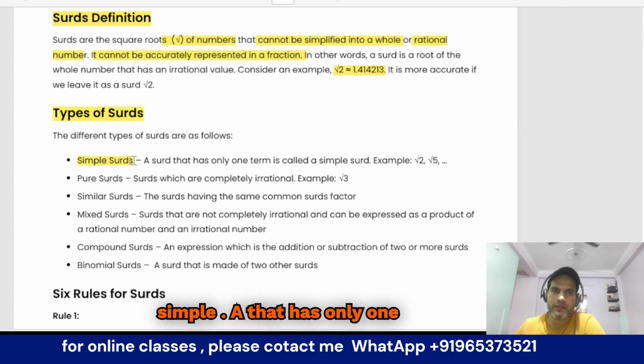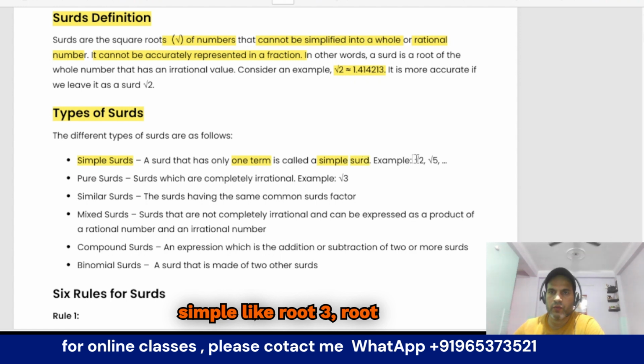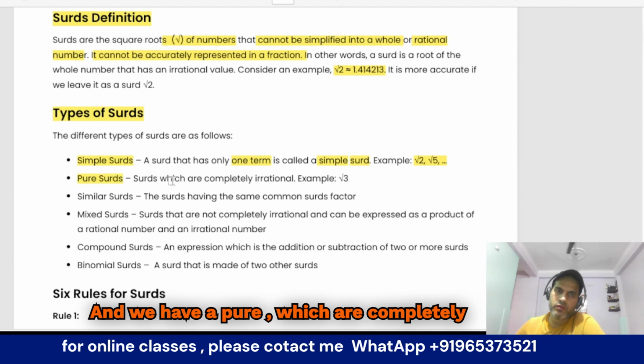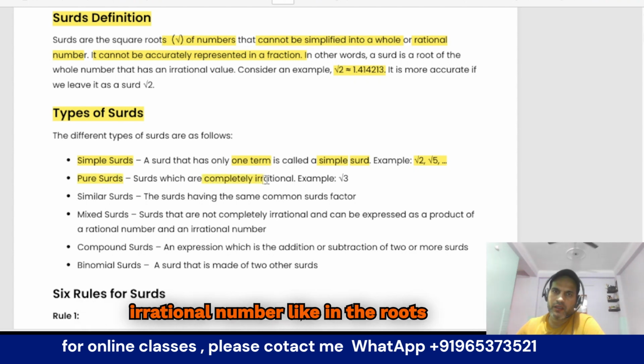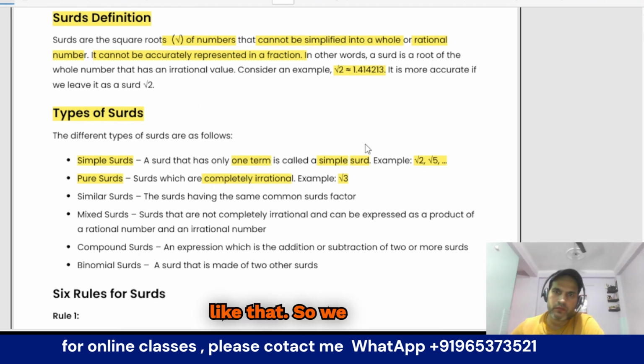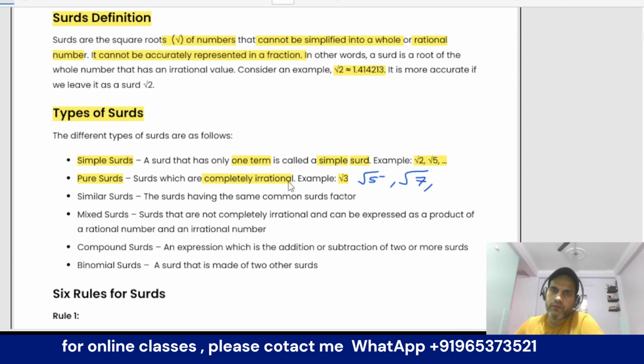We also have different types of surds, as follows. Simple surds: a surd that has only one term is called a simple surd, like root 3, root 5, root 6. And we have pure surds, which are completely irrational numbers in the roots, like root 3, root 5, root 5, root 7.